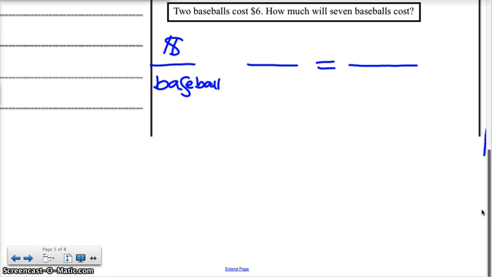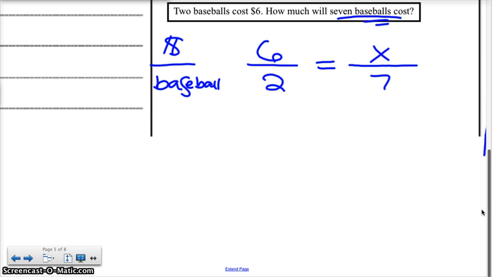Two baseballs cost $6. The 2 goes with the baseball, so it goes on the bottom, and the 6 goes with the dollar. Dollar is on top. As, how much will 7 baseballs cost? Is that going to be on top or bottom? Top is dollars. Is this 7 a dollar? No. The 7 is a baseball. Baseball needs to be on the bottom.